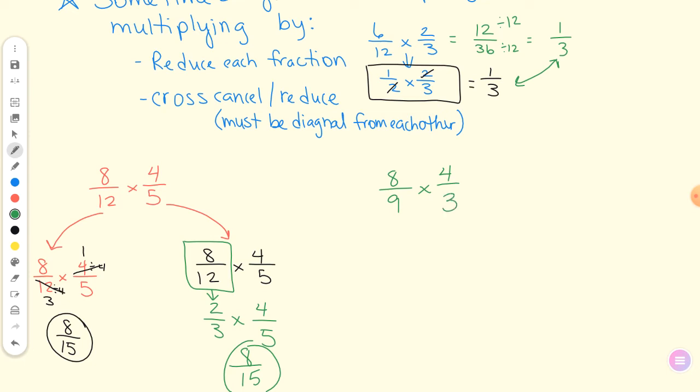Eight ninths times 4/3. Look diagonal. Can I reduce anything? Multiply straight across. Brady, what's 8 times 4? 32. Bryce, what's 9 times 3? 27. Is there anything that goes into 32 and 27? 2 doesn't because they're not both even. Does 3 go into 32? 4 goes into 32. Does it go into 27? No. Okay, so am I finished?